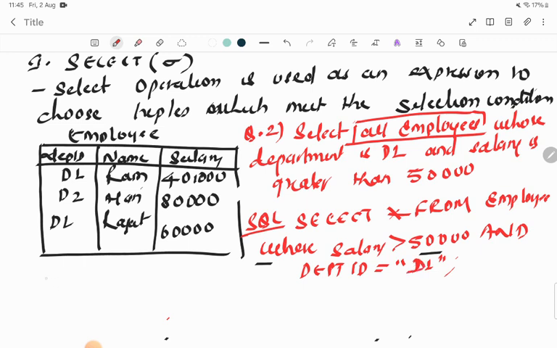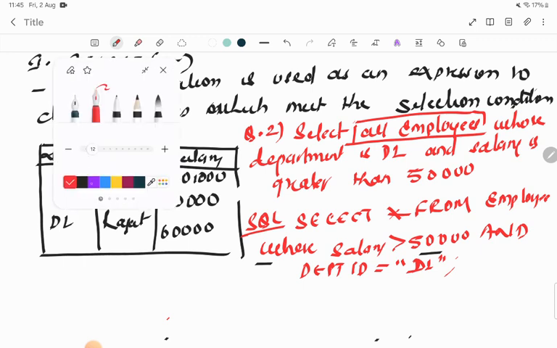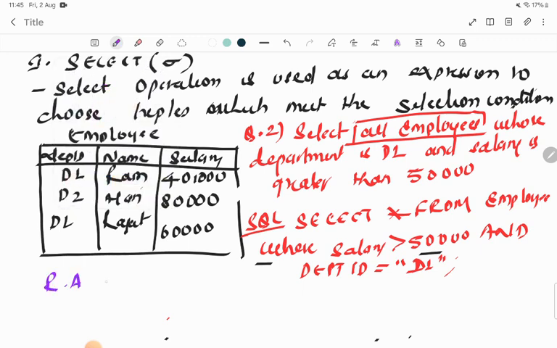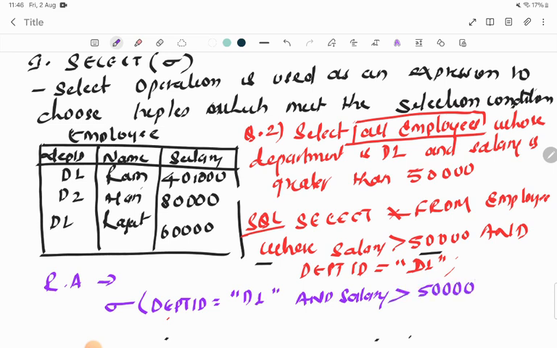Now what will be the relational algebra for this? First of all we use the select sigma, and then inside the bracket we write the condition. Before it was only one condition, now there are two conditions, so we write both. Department ID equals D1 and salary greater than 50,000, from employee.